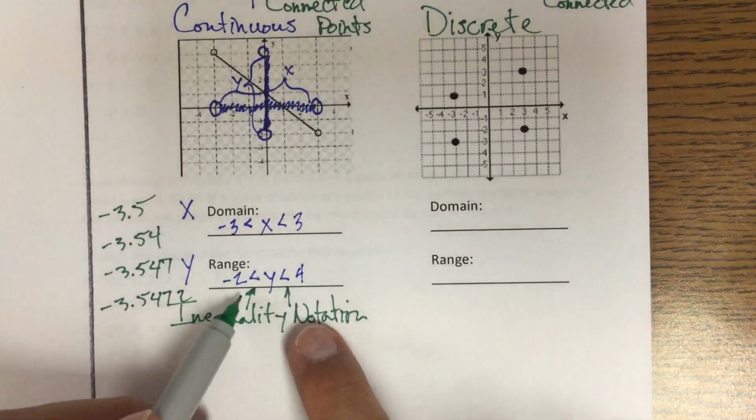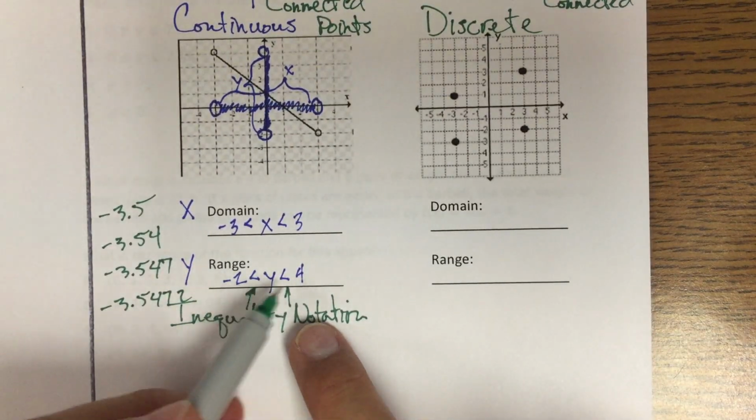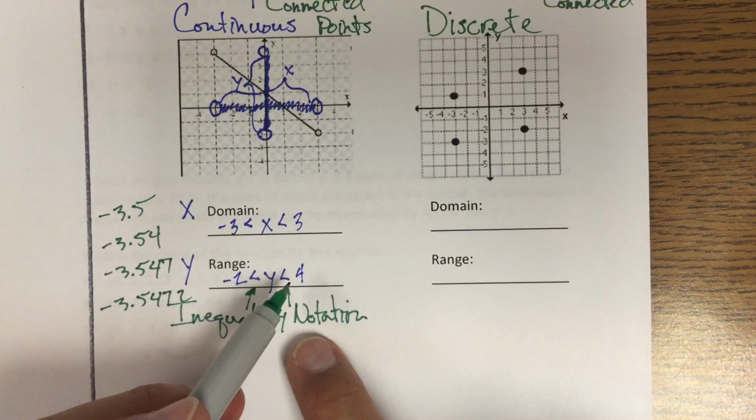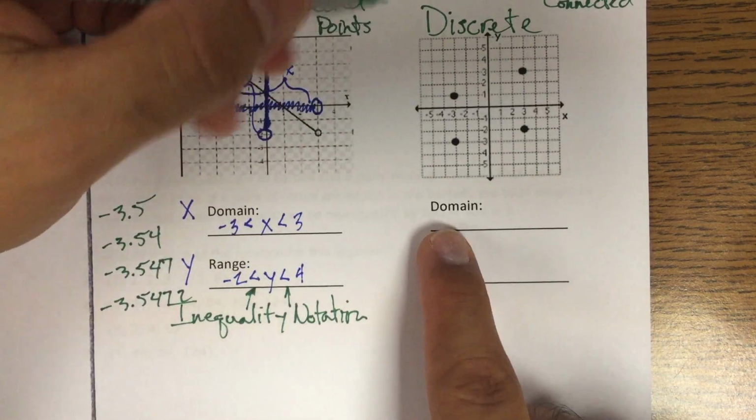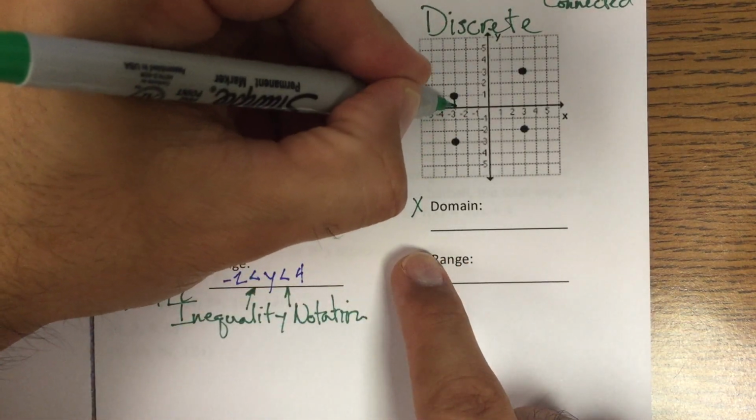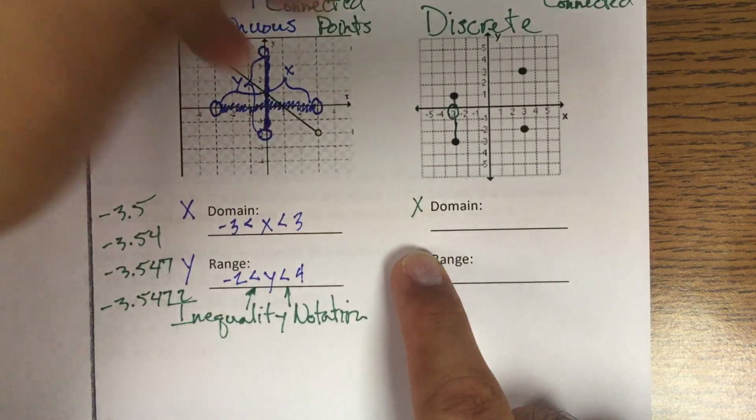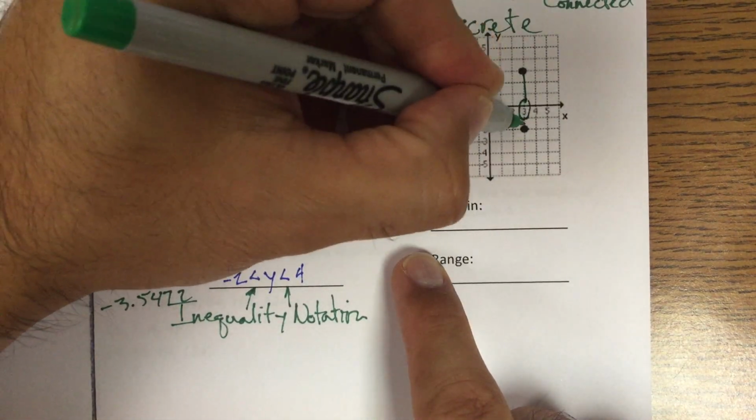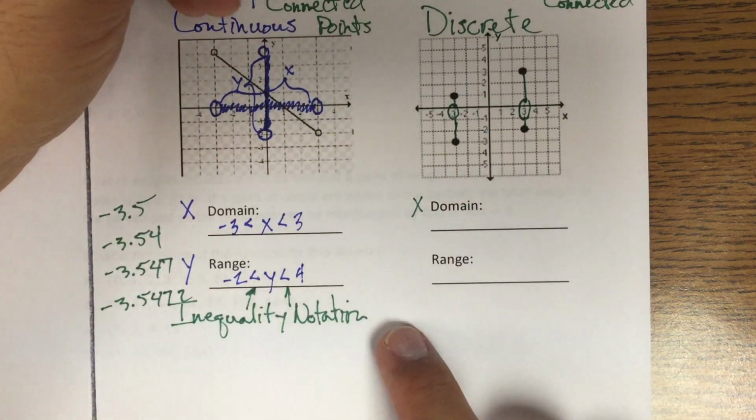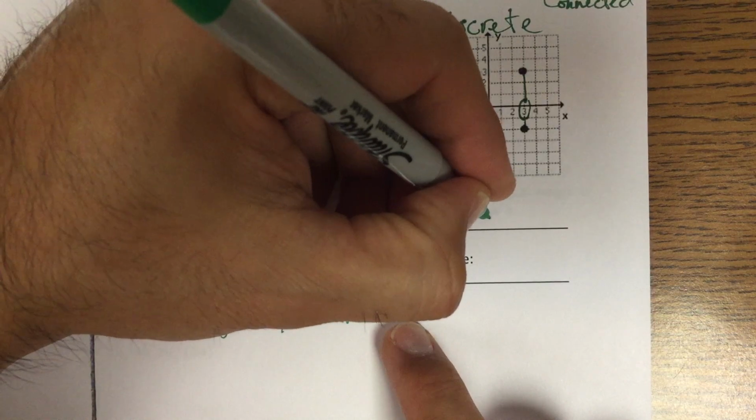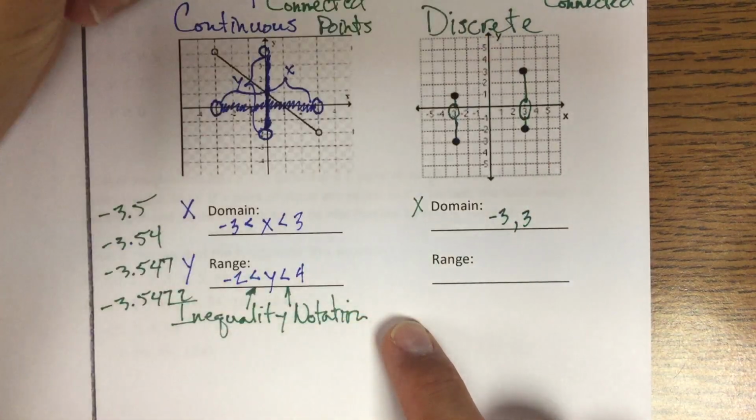So I can't use inequality notation, because inequality notation helps me understand that there's an infinite number of points between -2 and 4. But let's talk about the domain. The domain is the x-axis. And on the x-axis, I've got a value of 3, and I've got another value of -3. And here I've got a value of 3 and another value of 3. So all of my values right here are either -3 or 3.